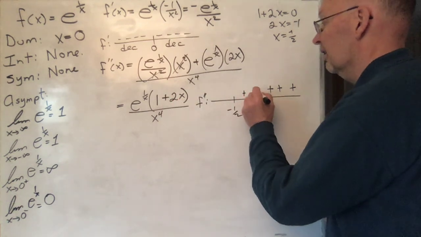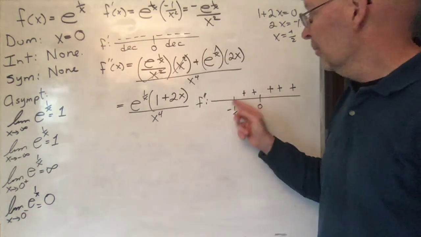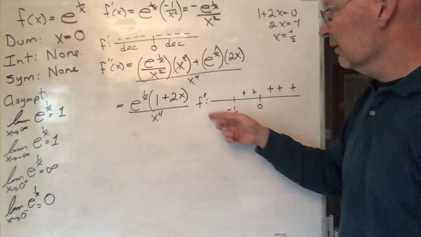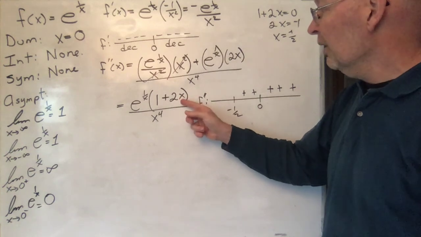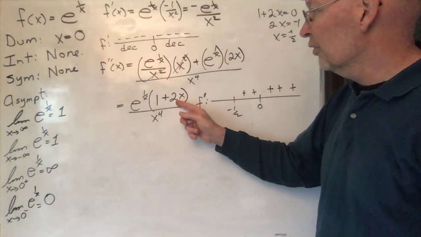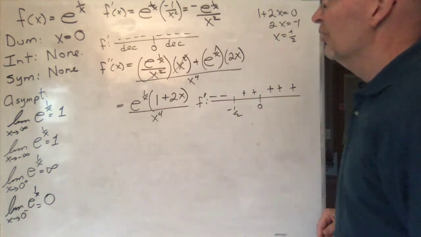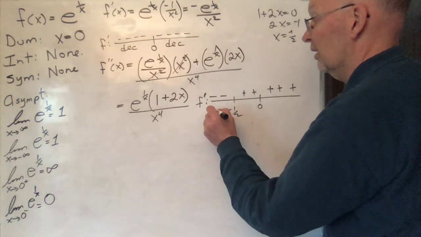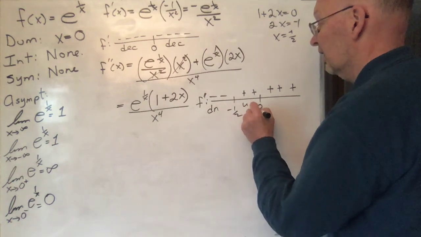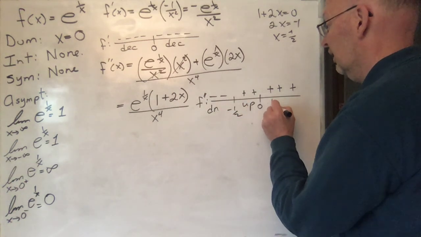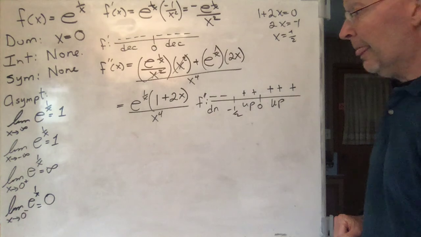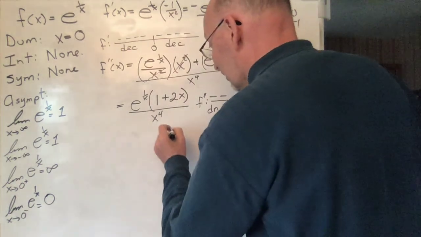So positive there. And then stick in some larger negative number, like, I don't care, negative 1 if you want. Negative 1 is going to be negative 2 plus 1 is negative. Positive, positive is negative. So the function is doing what? Concave down, concave up, and concave up. Okay, so let's see what this thing looks like.